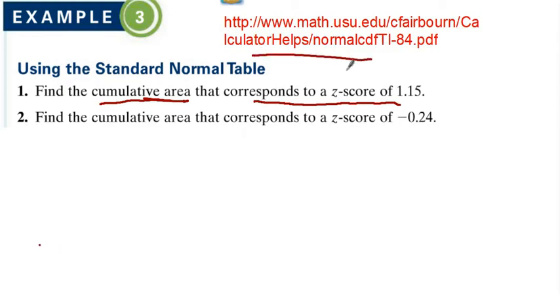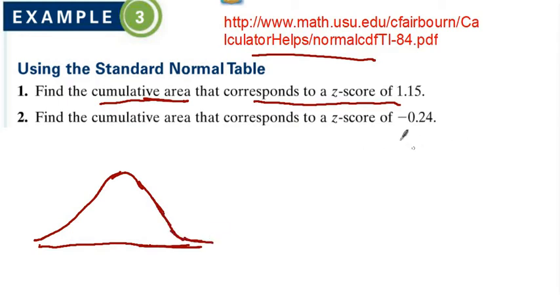And by the way, this link right here gives you all the instructions for how to do it on the calculator. I'm going to tell you how to do it, but in case you forget or in case you just want a hard copy resource, that's where you can find it. So what I like to do for these problems is just sketch a graph. So here's a z-score of 0. We want 1.15. So it's going to be somewhere on the right of the graph.